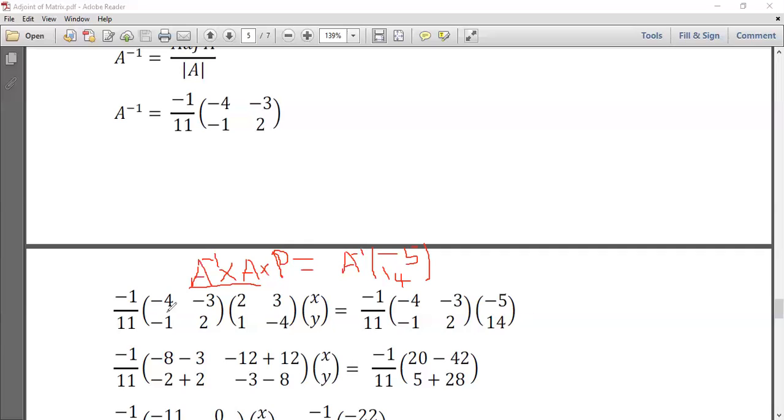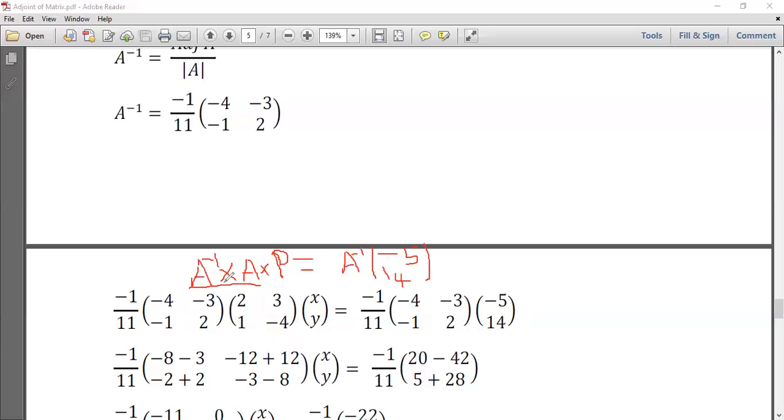So let's go. Minus 4, remember this matrix multiplication. Minus 4 times 2, that gives us minus 8. Minus 3 times 1, that gives us minus 3. Then the next guy, let's go to this other column now. So the same thing, pick this guy, use it to multiply this guy here. Okay, there you go. That is minus 4 times 3, that gives us minus 12. Minus 3 times minus 4, that gives us plus 12.